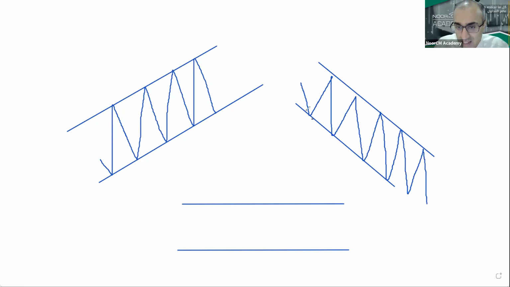So you get consistent lower lows in a downtrend. In an uptrend, you get consistent higher highs. Higher high means each high that is formed is higher than the previous one.